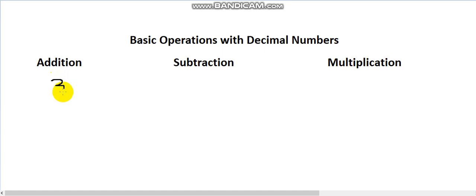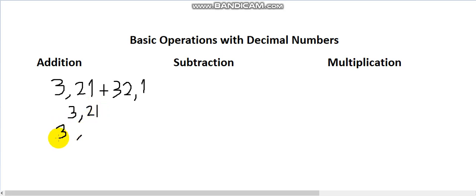Let's say I have 3.21 plus 32.1. Again, as stated before, the decimal points need to be one beneath the other. So I'm going to put the decimal points first, and then I'm going to put the numbers in. So the first one is 3.21, and the second one is 32.1.